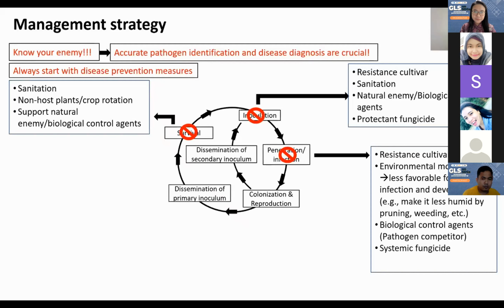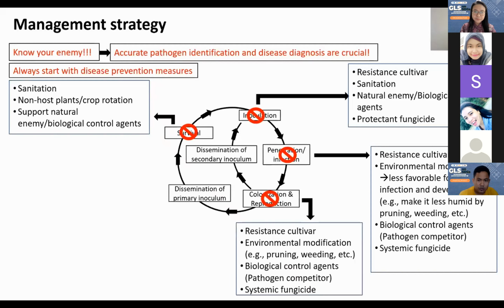Okay. How about when the pathogens have already colonized and reproduced inside the plant? What can we do? Well, using resistant cultivars might prevent further colonization and establishment of disease, for example, and still environmental modification, because colonization or pathogen reproduction is usually influenced by environmental conditions.